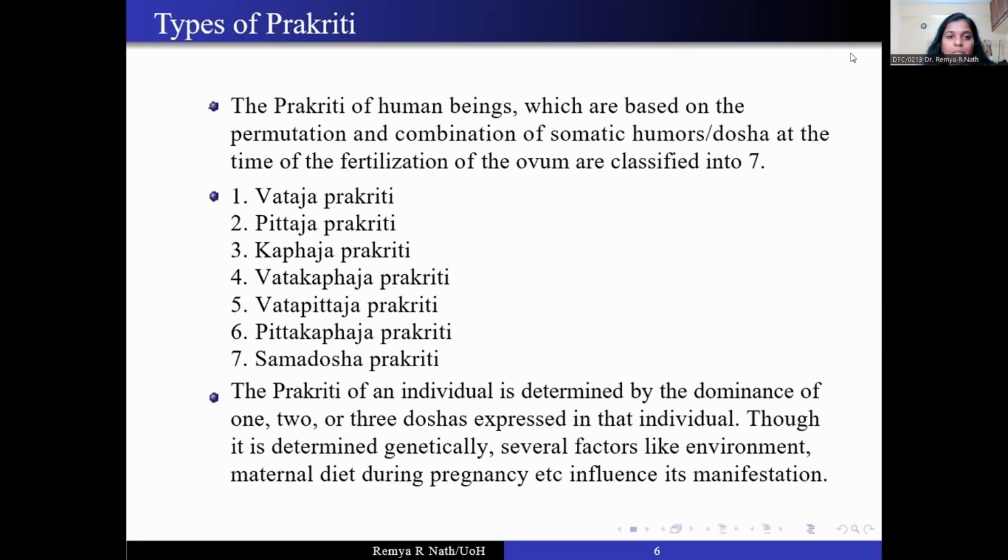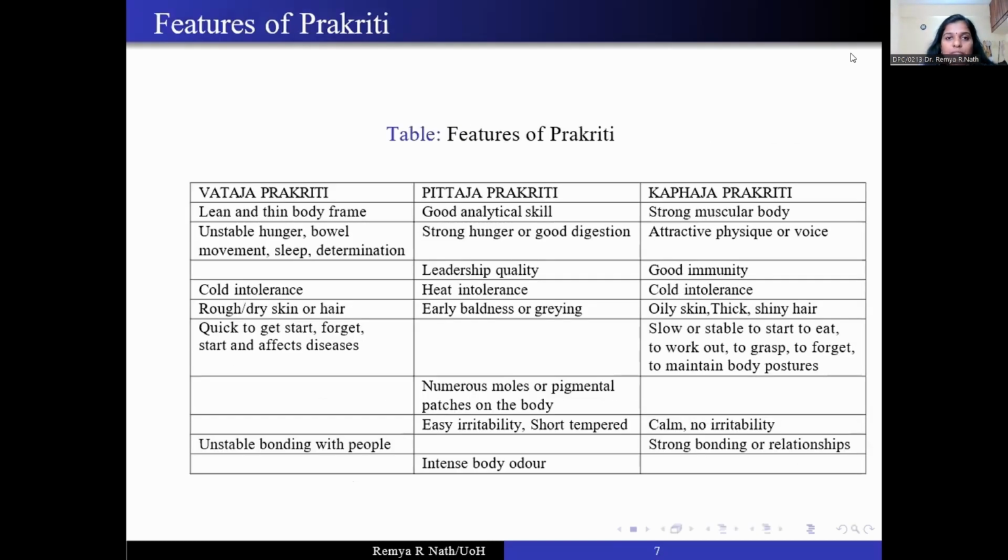Vataja Prakriti, Pittaja Prakriti, Kaphaja Prakriti, Vata Kaphaja Prakriti, Vata Pittaja Prakriti, Pitta Kaphaja Prakriti and Samadoshaja Prakriti. The Prakriti of an individual is determined by the dominance of 1, 2 or 3 doshas expressed in that individual. Though it is determined genetically, several factors like environment, maternal diet during pregnancy, etc. influence its manifestation. From this table, we can see the important distinguishing features of each Prakriti.